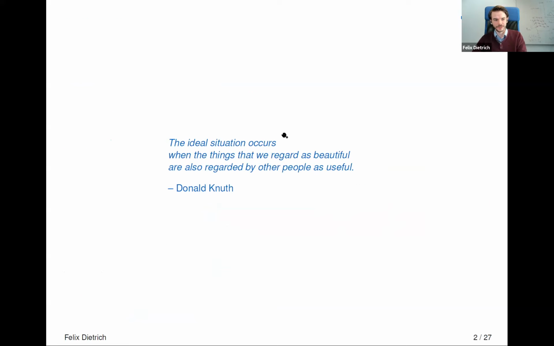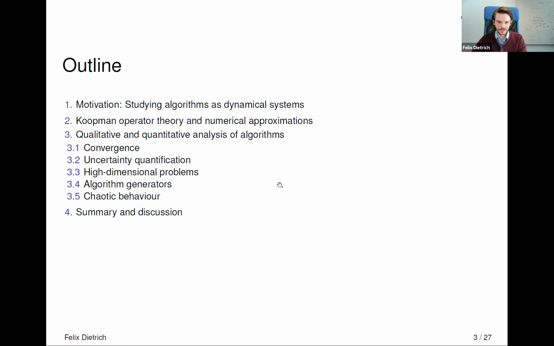I also really liked the questions from before, and I think this quotation that I usually put on the Koopman operator talks fits quite well, because as mathematicians, we might think these things are very beautiful, but of course there are also other people who don't really care about theory all that much and who want to just understand dynamical systems in any way they can. And so I think the Koopman operator theory framework fits perfectly for this quote, even though of course it's about LaTeX and not Koopman, because the ideal situation occurs when the things that we regard as beautiful, in this case Koopman operator theory, are also regarded by other people as useful. And I hope I can give you some idea of what is useful about this theory.